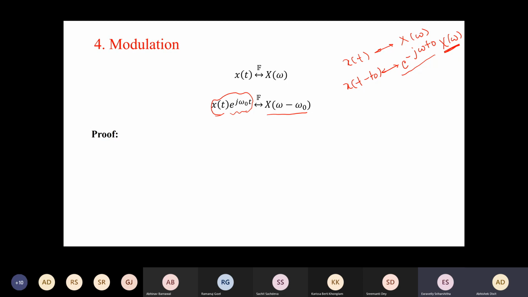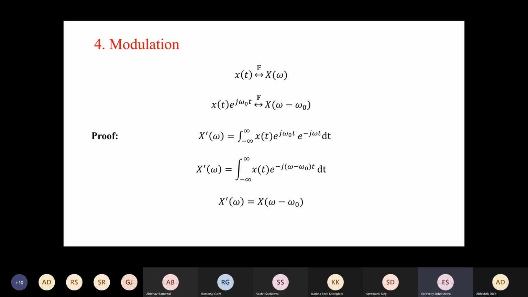Again, the proof is simple. If we are looking at this signal and calculating its Fourier transform, calling it X dash omega, then you can see that I can club this complex exponential with this complex exponential and I get this. And this by definition is simply X(omega minus omega naught). So X dash omega is X(omega minus omega naught).